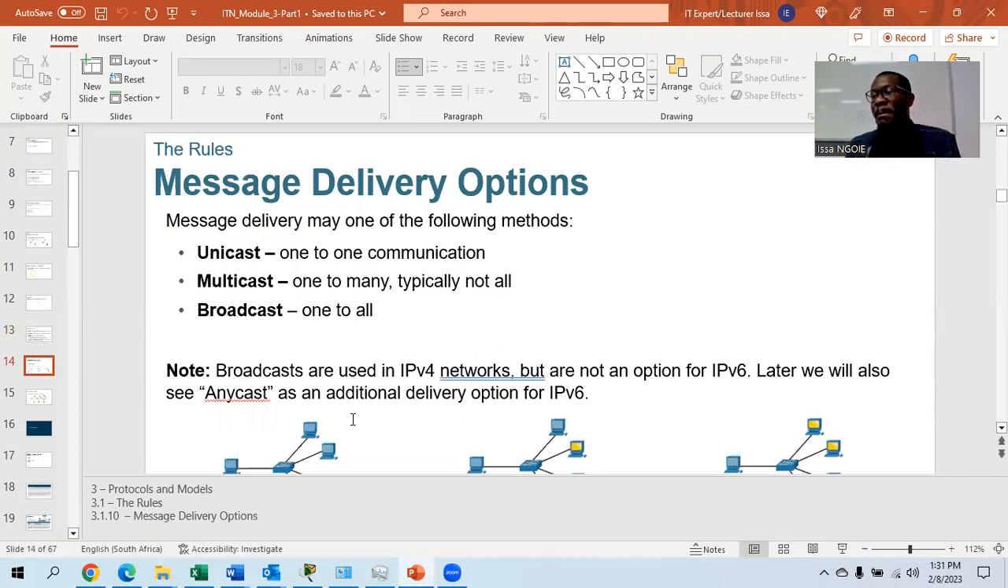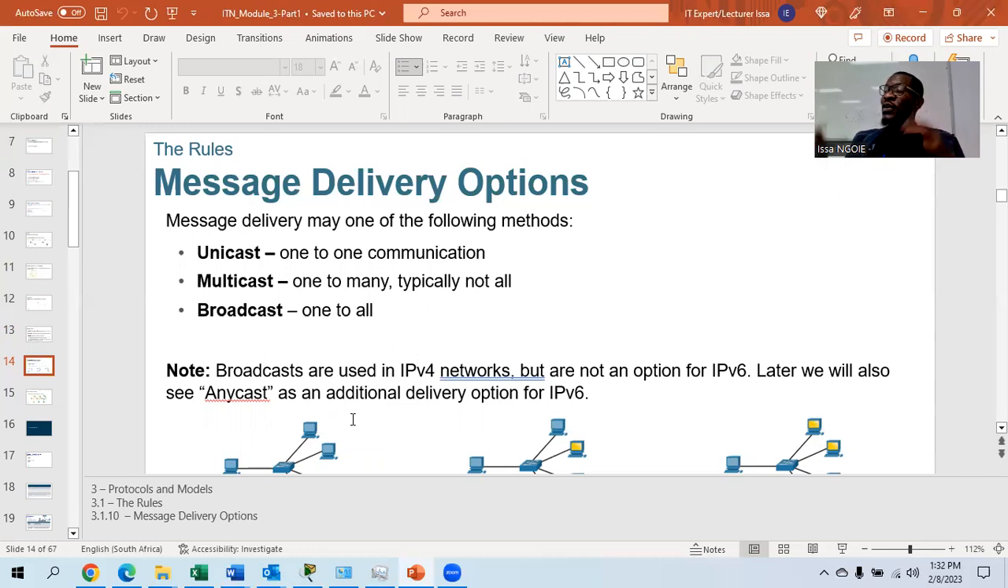Besides that, there's what we call message delivery options, right? Your protocol will make sure that your message goes to the right person. There is what we call unicast. Unicast is one-to-one communication. It means this: when you have your phone, you are sending a message to one person, to another phone, or to another computer. We call it unicast. It's computer and computer communicating.